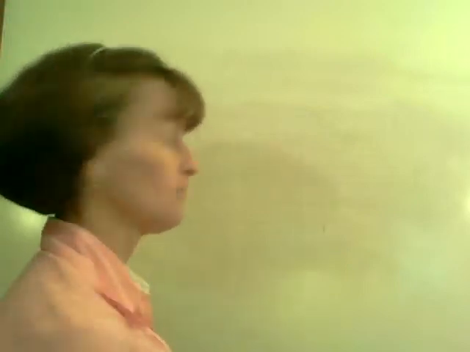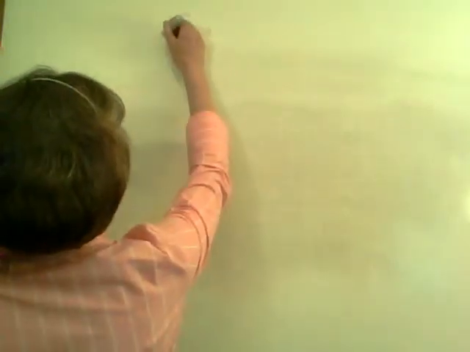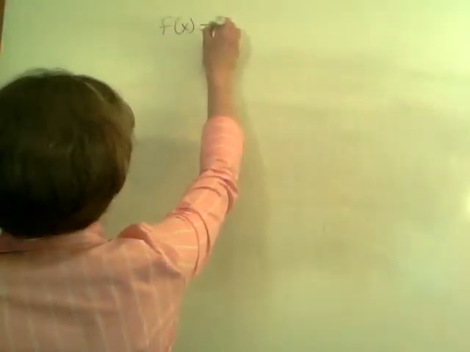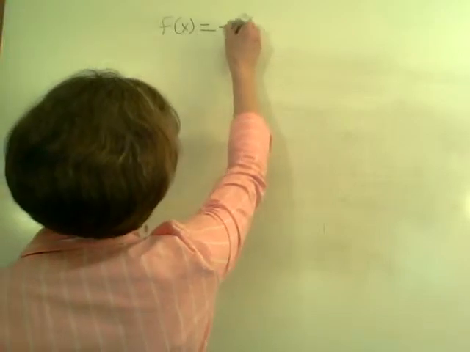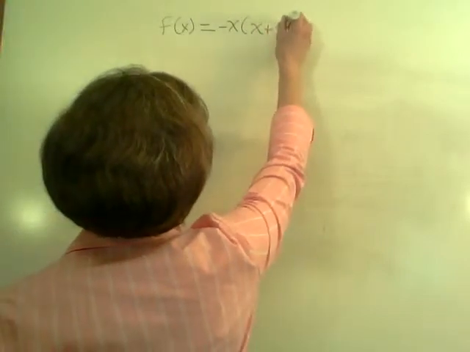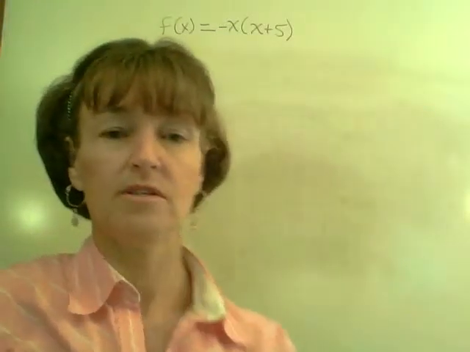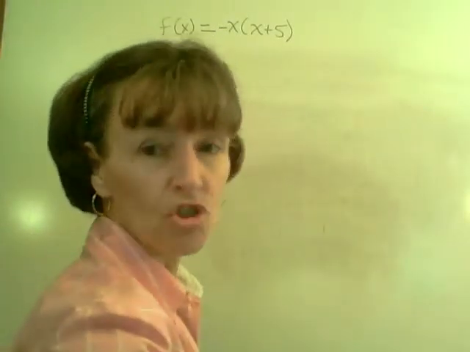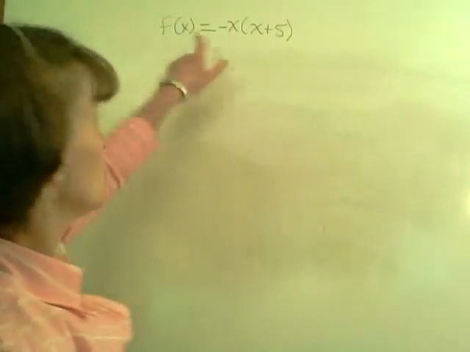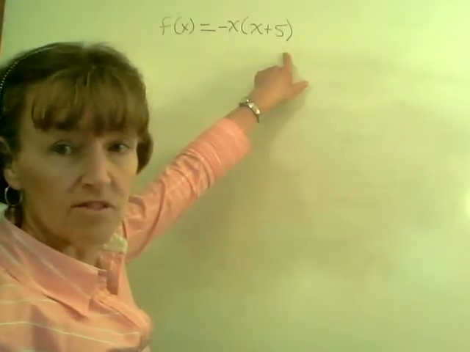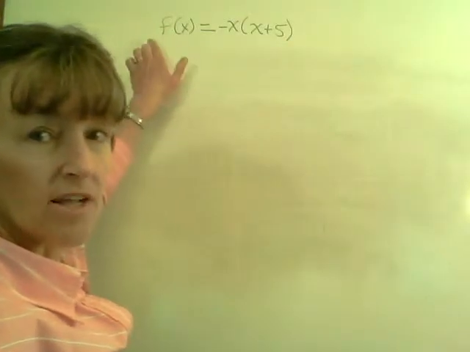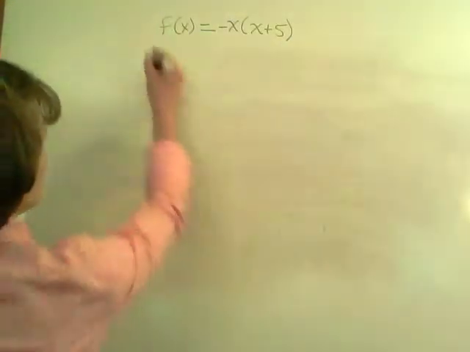All right, as we continue to talk about functions, we need to discuss function notation and make sure that you know how to use function notation. So here is an equation, f of x equals negative x times x plus 5. This is function notation. Whenever I represent y as a function of x, then instead of writing y equals negative x times x plus 5, I change it and I write f of x. And that is how you read this.